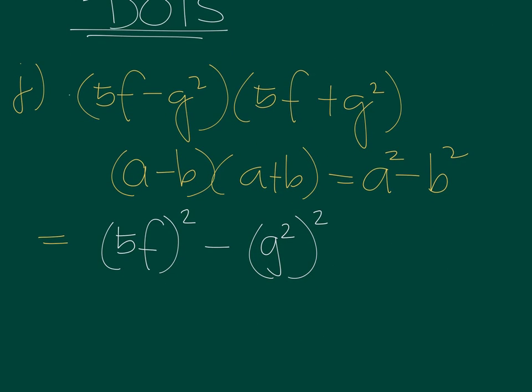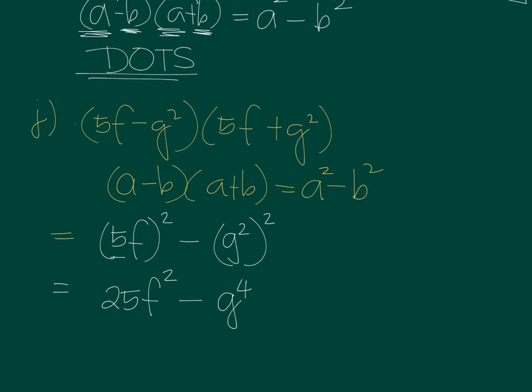So properly use the laws of exponents: 5 squared means 25, f squared means f squared, and for g squared squared, if you square a square, you multiply the exponents, so 2 times 2, g to the 4. So that is the expanded form.